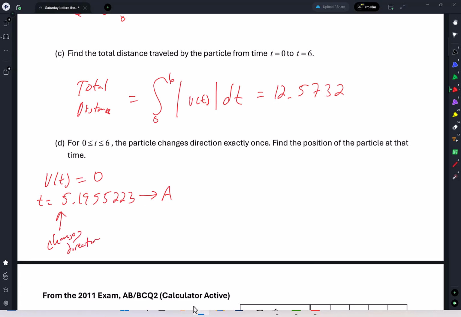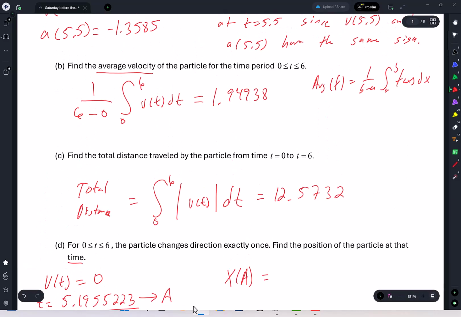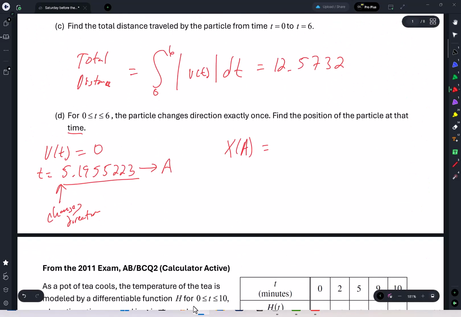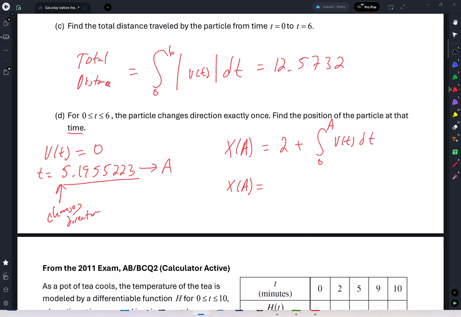And then find the position of the particle at that time. Okay, position. Here it is. I'm going to write x of A, so it knows that it's talking about this value, equals my initial position, which is this guy right here, 2. That's x of 0, plus my displacement, integral from 0 to A of velocity. And that's going to tell me my new position. So my position at that time equals, and I'm going to write what that position is.